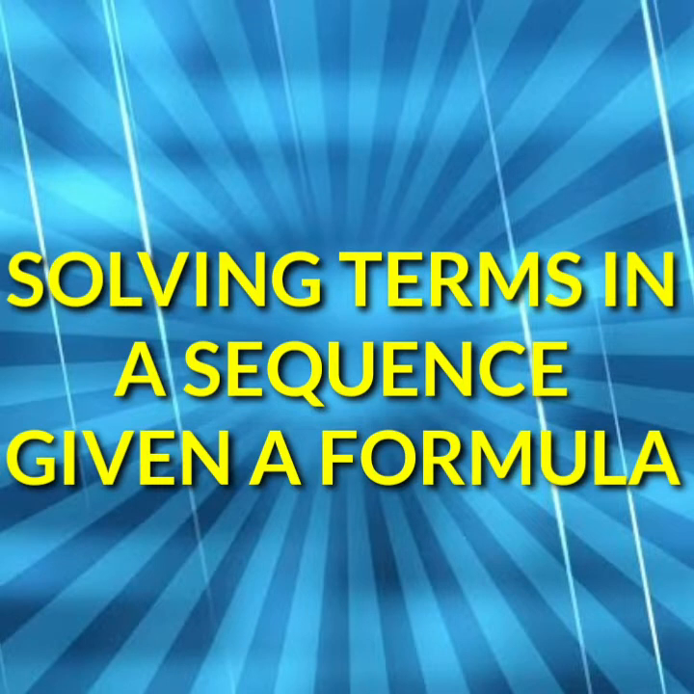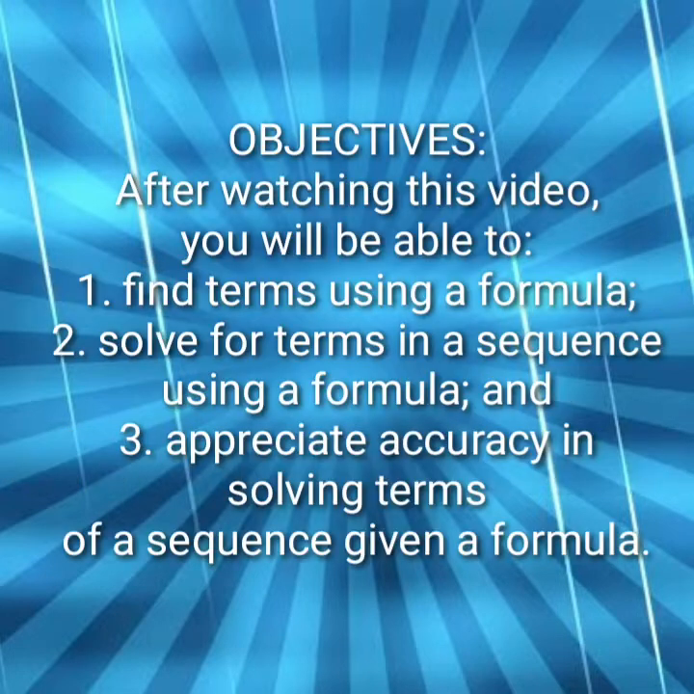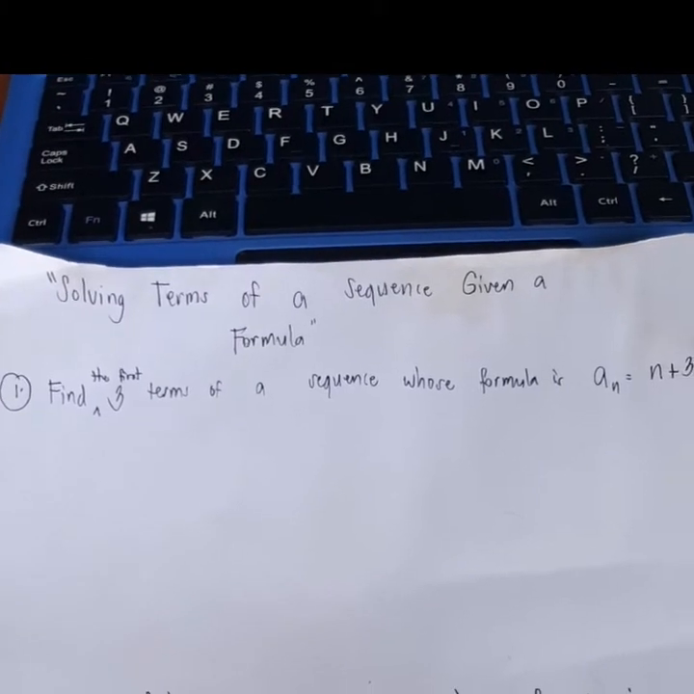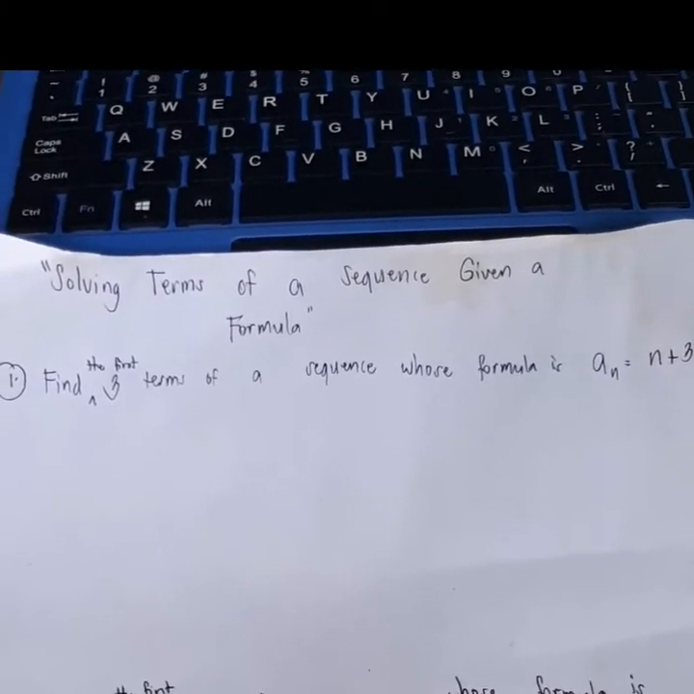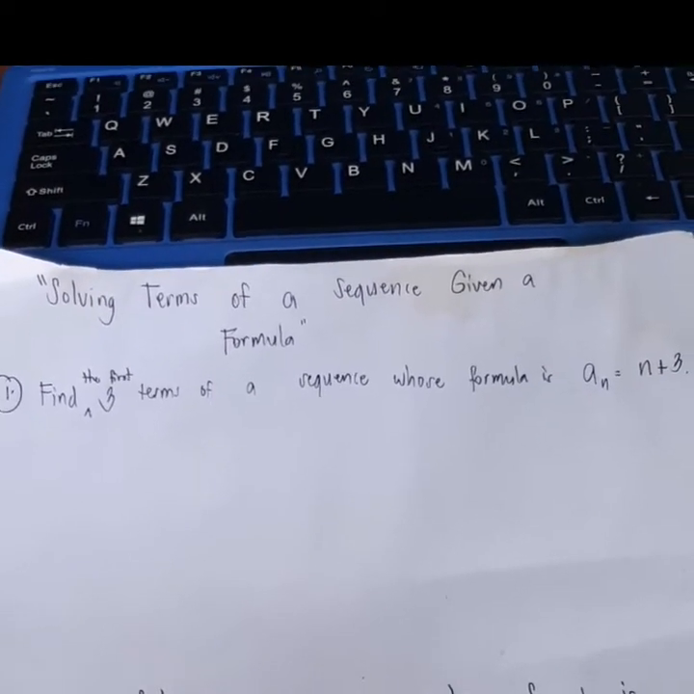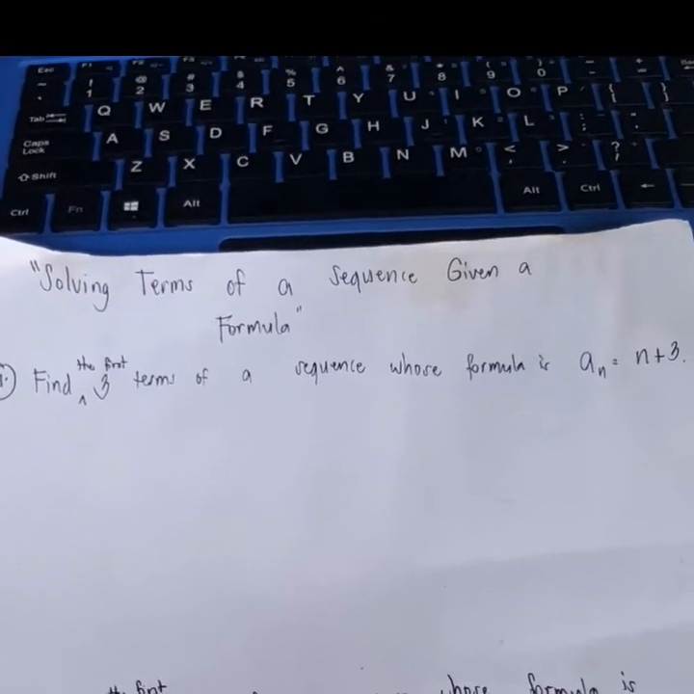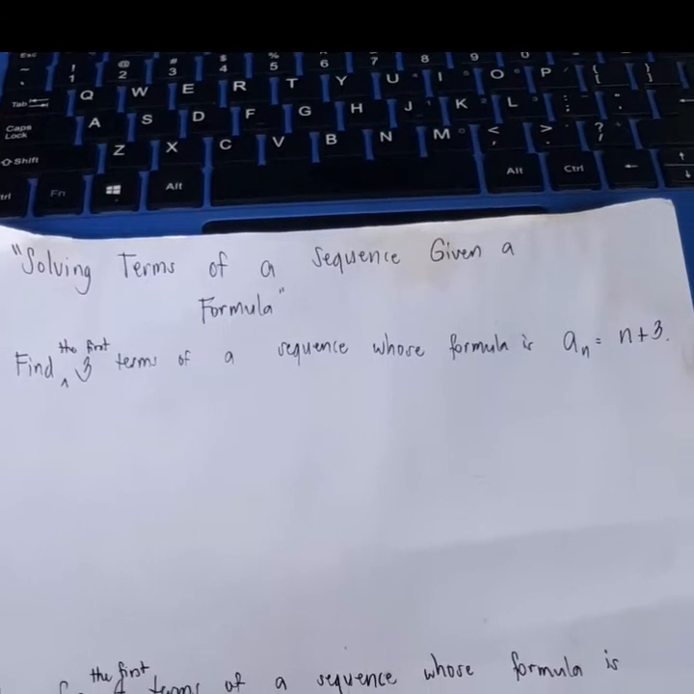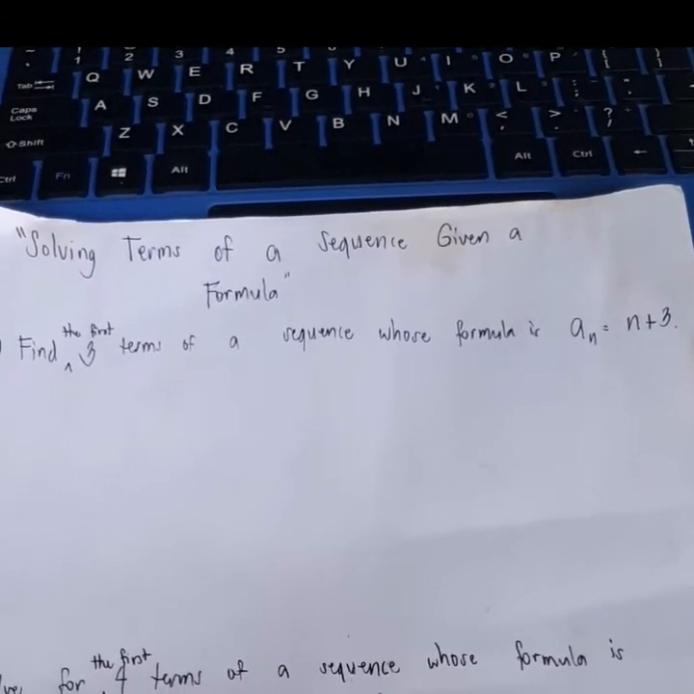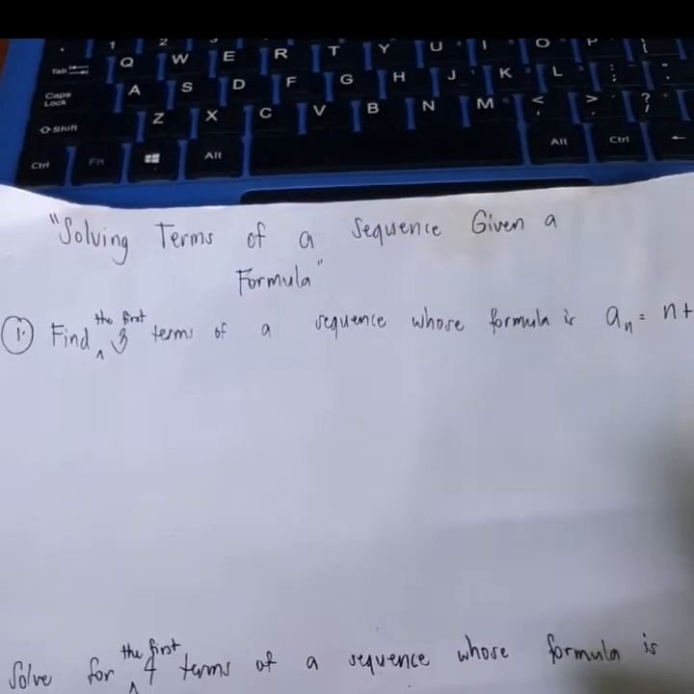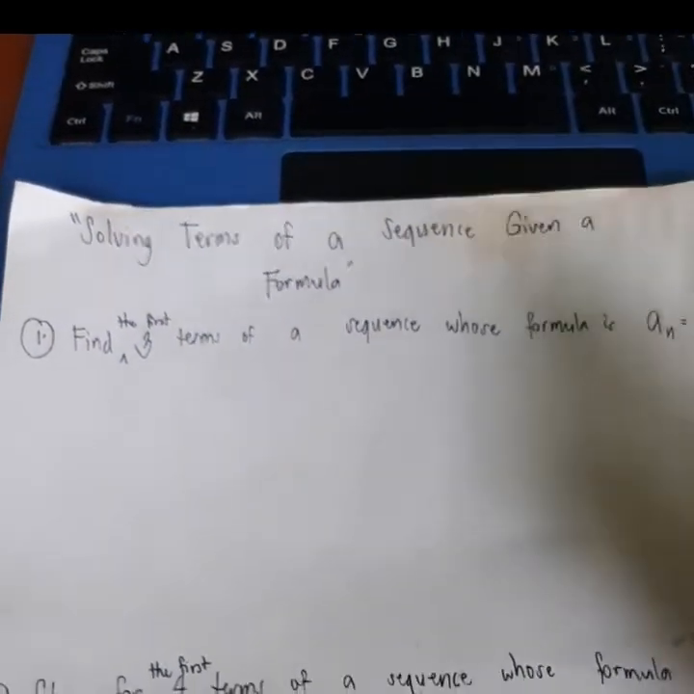So for today's video, I'm going to continue with my discussion on how to get terms using a given formula. So let's do this! For today's video, we're going to solve terms of a sequence given a formula. Let's have number one example. We're going to find the first three terms of a sequence whose formula is a sub n is equal to n plus 3. Take note, for number one, we are looking for how many terms? So we do have three terms.